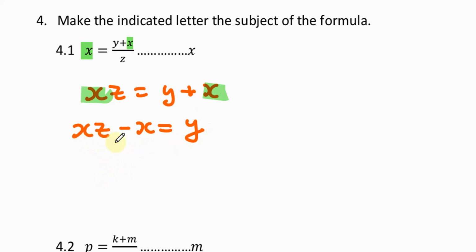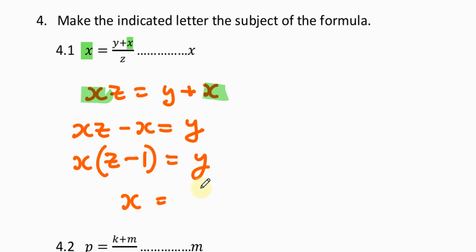Now, x is a common factor here. We need to make x a subject. So we can take it out as such, and we're going to be left with z minus, and x into x once. So z minus 1 in brackets. We know brackets mean multiplication. So we are multiplying by z minus 1 on the left. To get rid of it, we simply divide by it on the right-hand side.